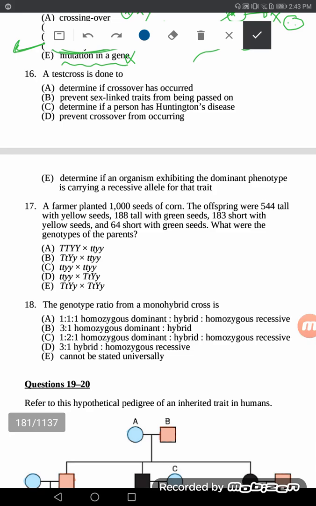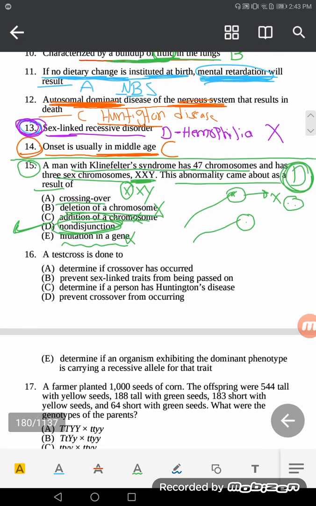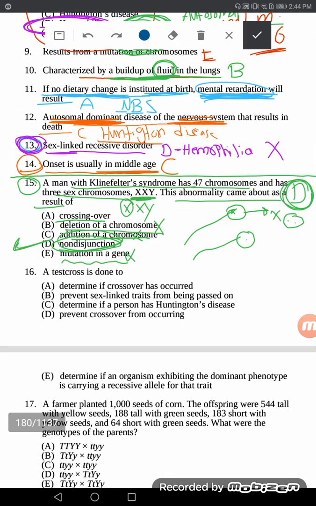Hello again. In the third video of genetics, we will continue with question 16. It says a test cross is done for what? As we know, a test cross is like a Punnett square that's used for finding the genotype of an unknown organism by crossing it with an organism that's homozygous recessive, like both alleles are recessive.